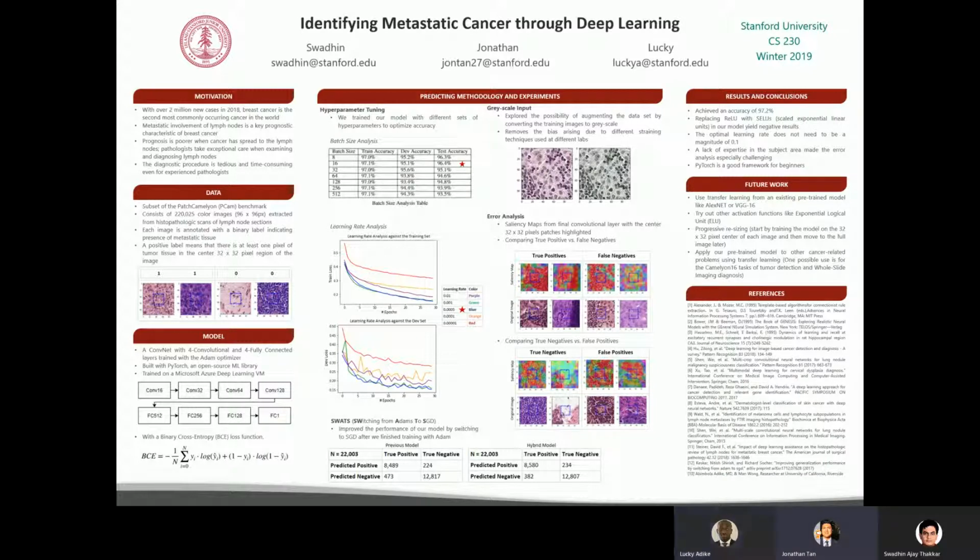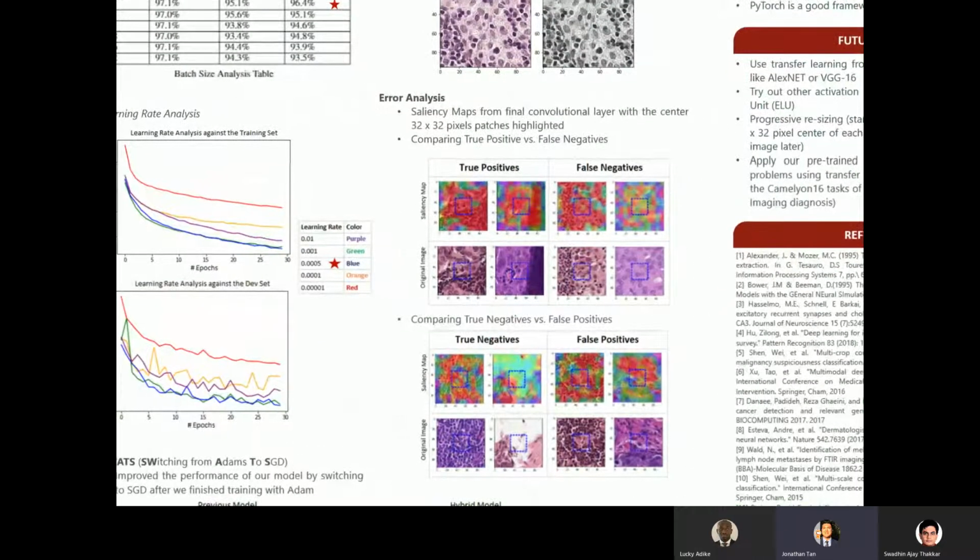Finally, for error analysis, we used saliency maps from the final convolutional layer. When we were comparing the true positives and the false positives, what we noticed was that it was really good at finding a specific feature of cancer, which is that cancer cells leave their environment to migrate to other parts. When they do this, they gain a more rounded morphology, and that seems to be what our model is good at identifying.